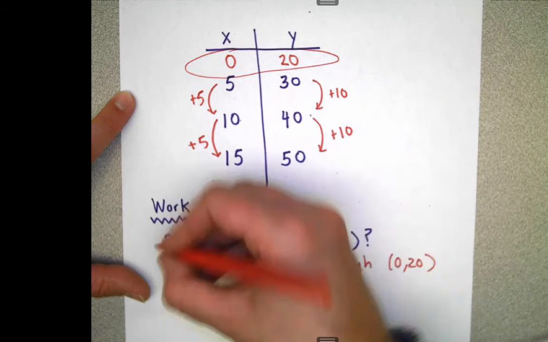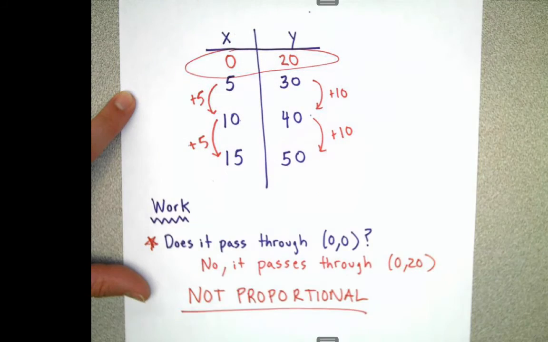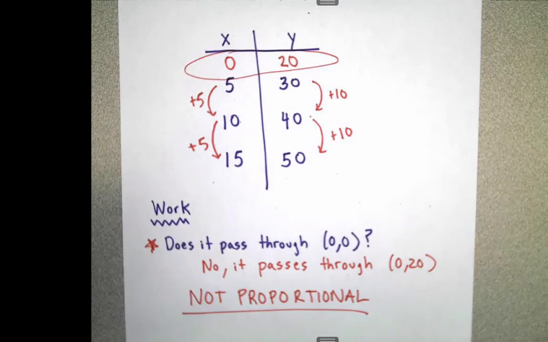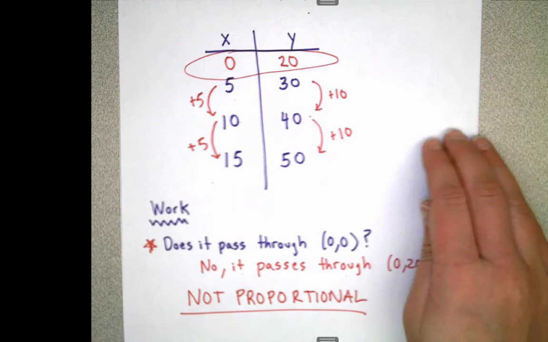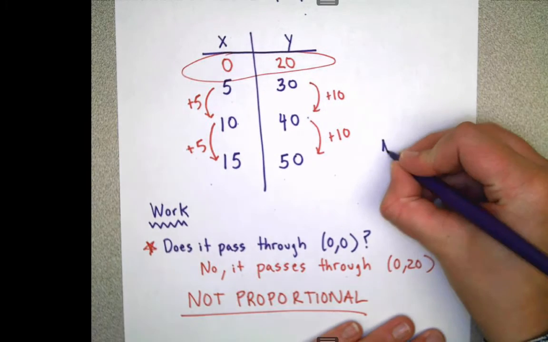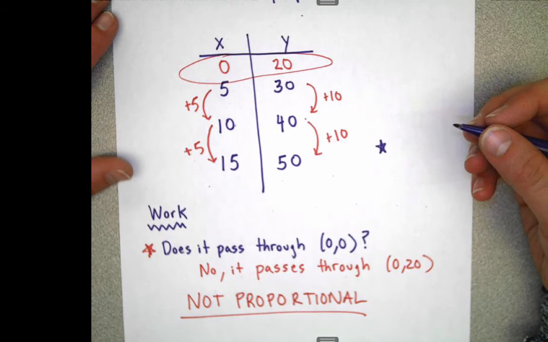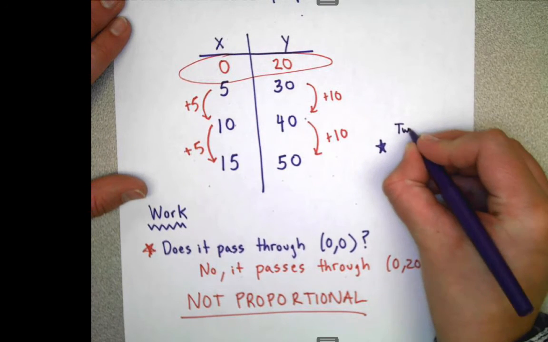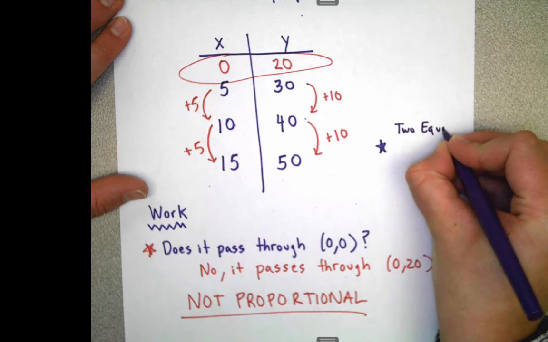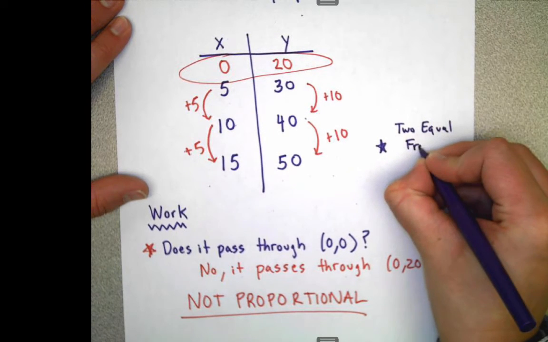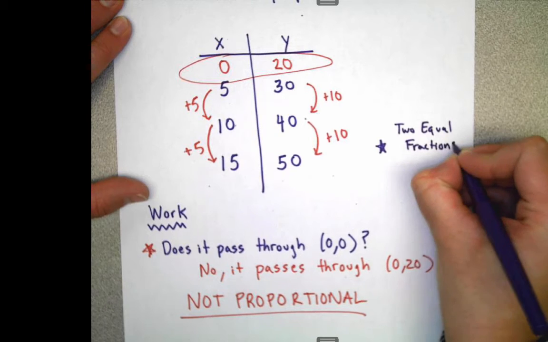So this is kind of one piece of evidence. I'll put a star by it. Here's a second piece of proof that I could do. Do we have room? Where are we going to put this second piece? Maybe we'll put our extra work over here. Put another star. Remember, a proportion has two equal fractions. Why don't I prove if this does or does not have two equal fractions?